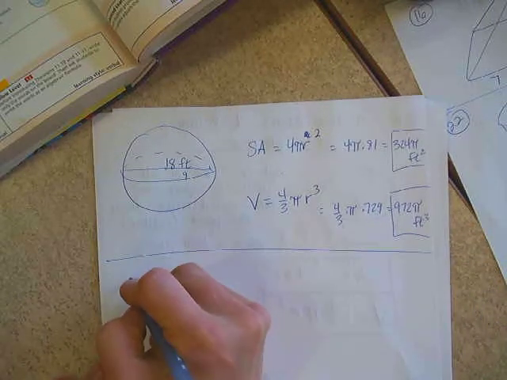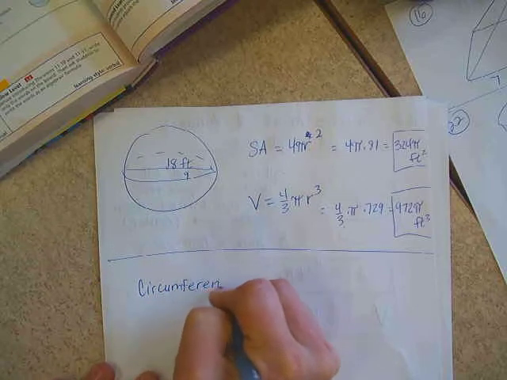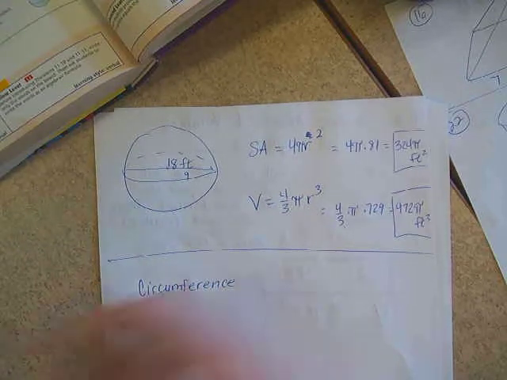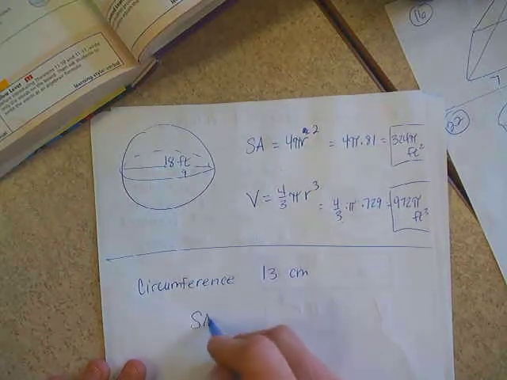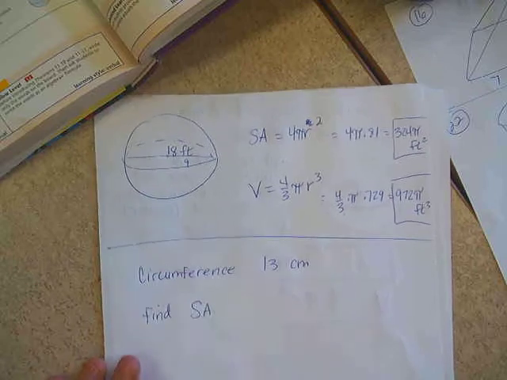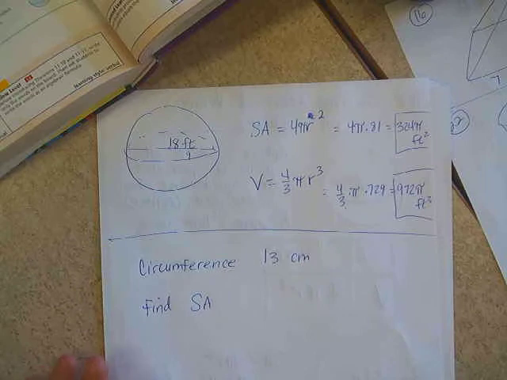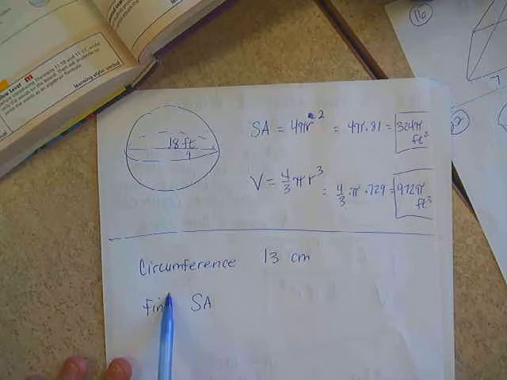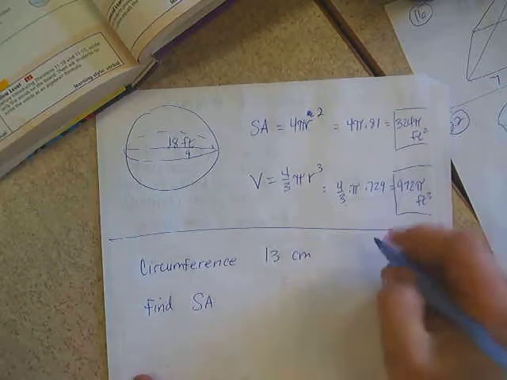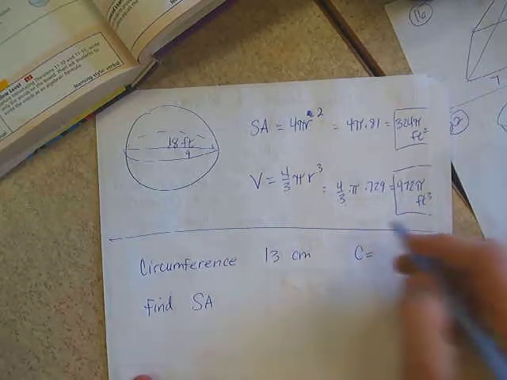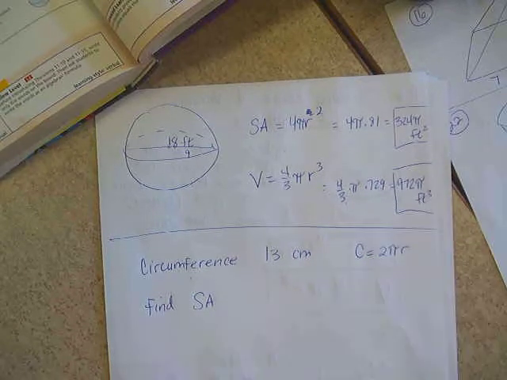All right, so for this next example, they're telling you the circumference of a ball is 13 centimeters, and they want you to find the surface area. Okay? So when they give you circumference, I would write out the formula for circumference. Circumference equals, since we're looking for radius, I would go with the 2 pi r, right?